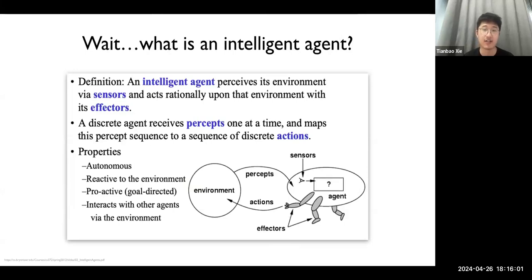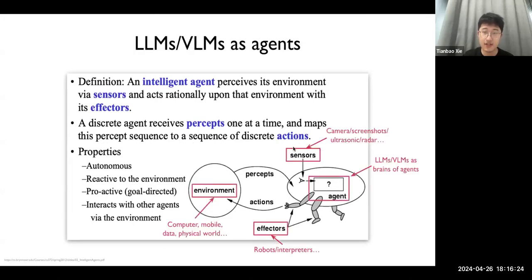What is an intelligent agent? Here's a screenshot from the book Artificial Intelligence by Russell and Norvig. It shows that an agent is something that perceives its environment, maps the perceived sequence to a sequence of discrete actions, so that it uses a sensor to take the percepts and makes actions onto the environment to execute the action.